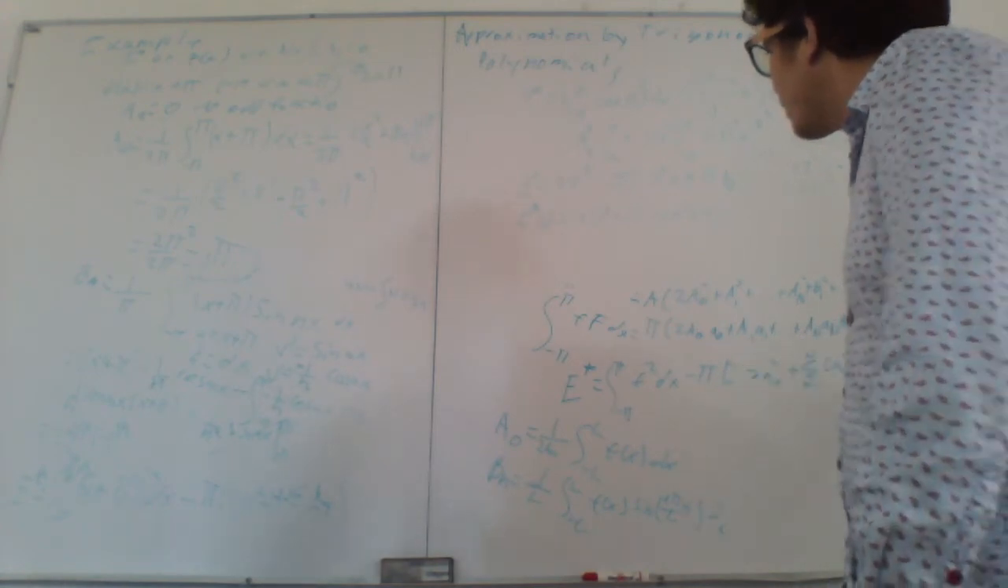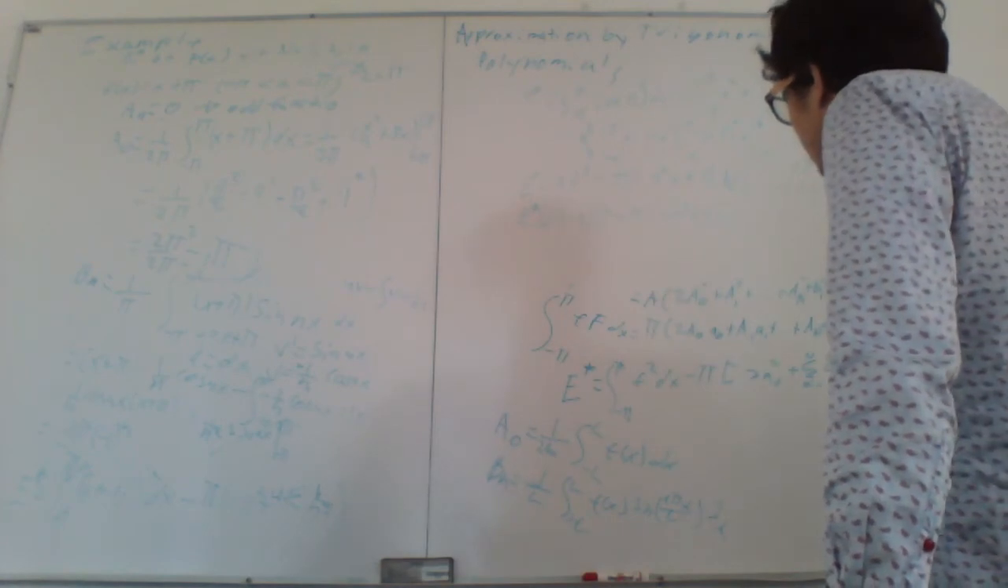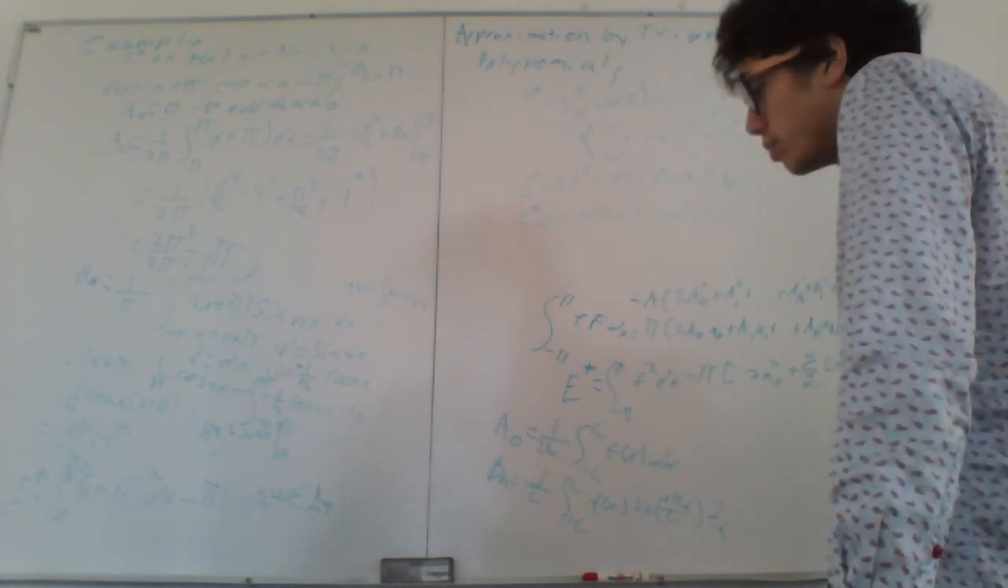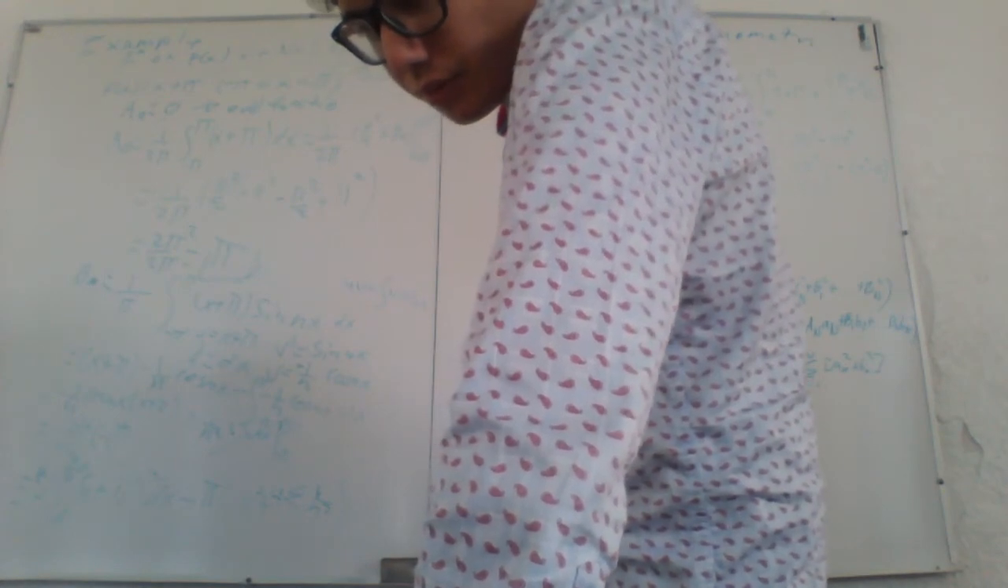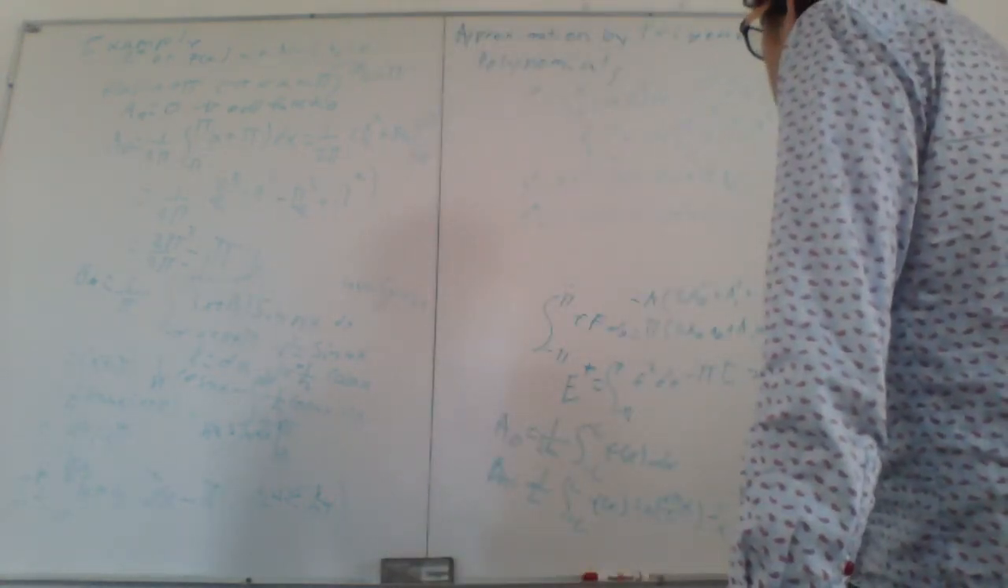Ahora sí me sigue dando. Como si sale muy grande esto, ¿no? Me sale pi al cubo. Sale 2 pi al cubo.